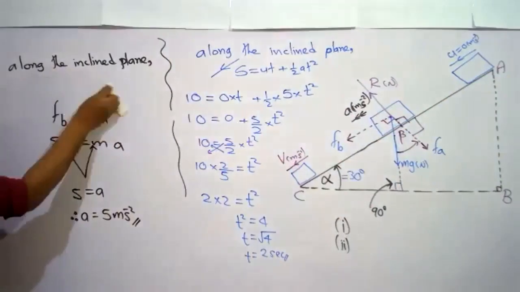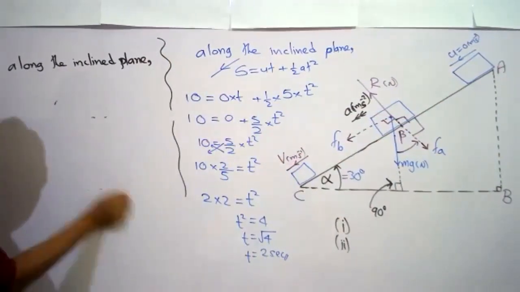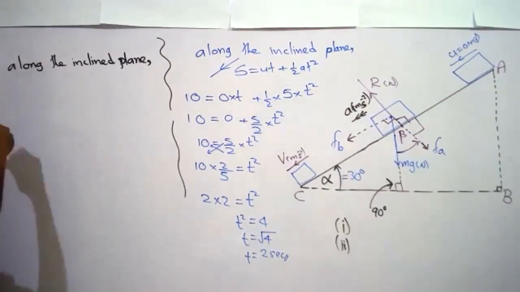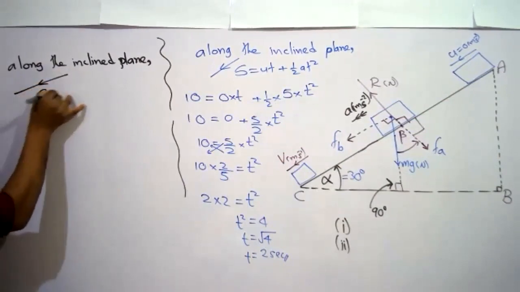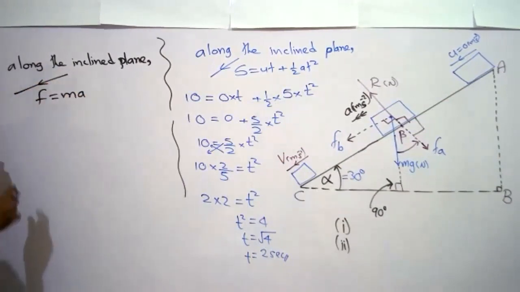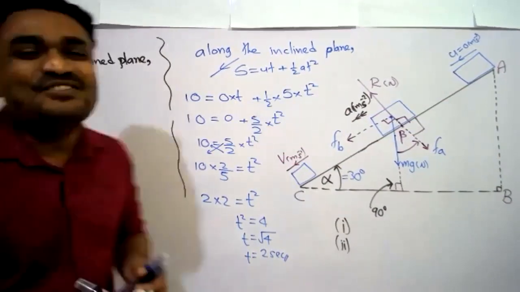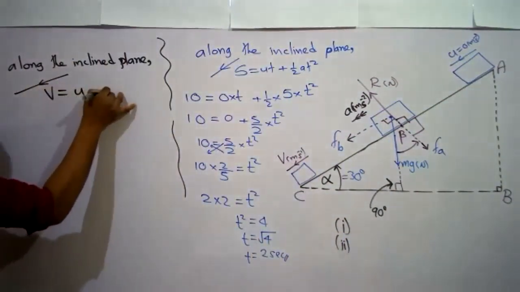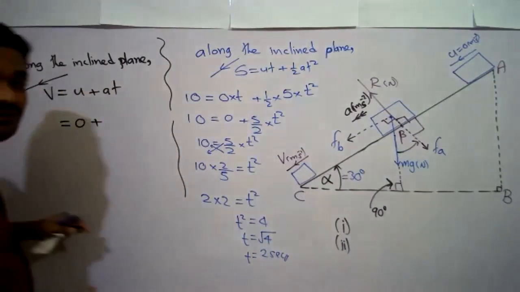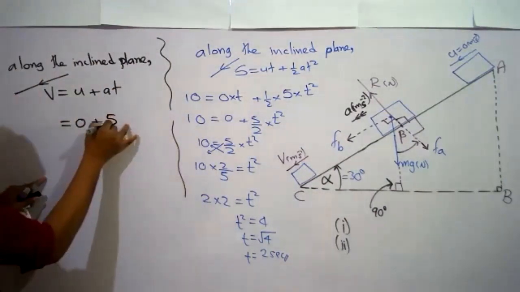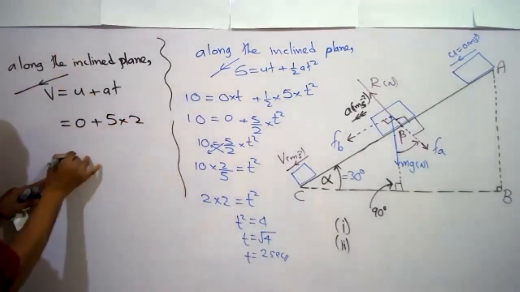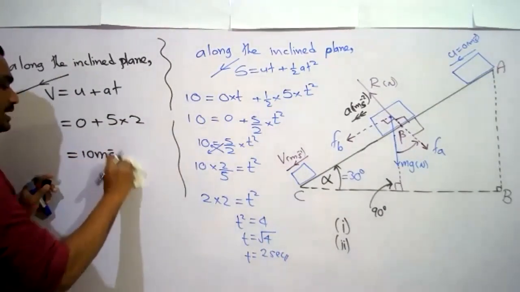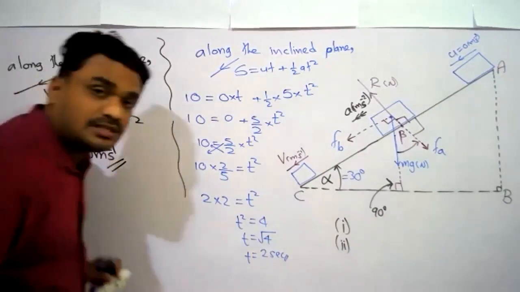So we should apply F equals ma equation along the inclined plane, right? Sorry, not F equals ma. We want to find velocity, right? To find the velocity, we should apply the equation v equals u plus at. So initial velocity is 0. We found acceleration as 5. We have found the time taken as 2. 5 times 2 is 10. So velocity of the object when it reaches the bottom of the inclined plane is 10 meter per second.